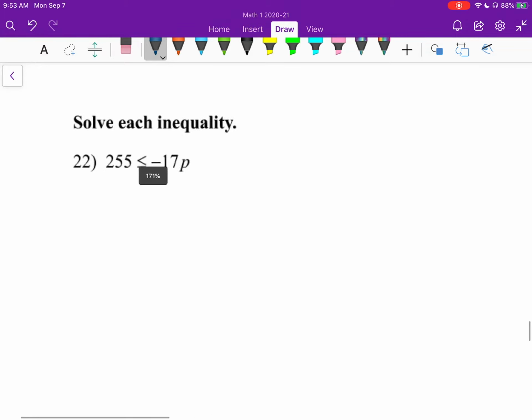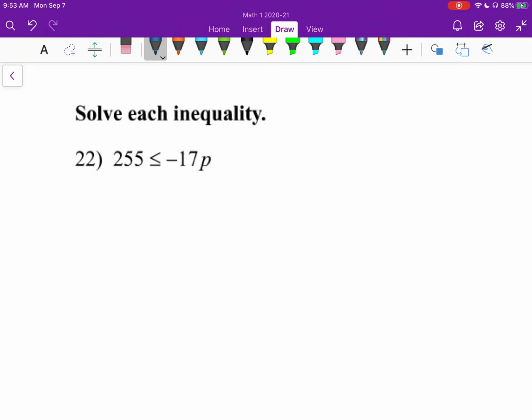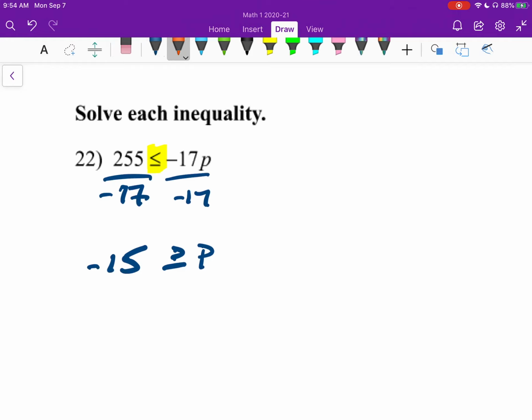All right, 22. This one we just solve the inequality. So I'm going to divide by negative 17. So I get p, and remember, if you multiply or divide by a negative number, you have to switch that sign. So this one, the arrow is pointing left. Now the arrow is pointing right. Okay, we get 255 divided by 17. That's going to be negative 15. And that's our answer.